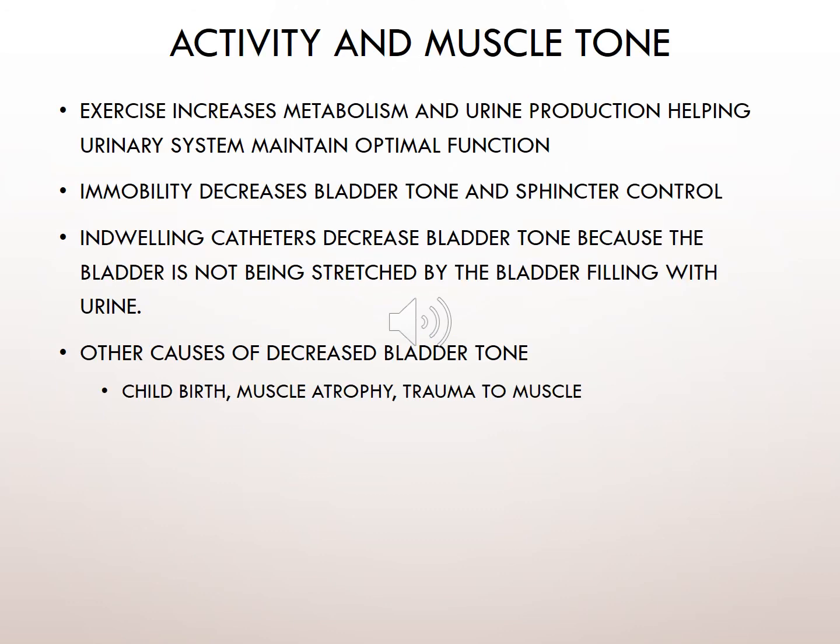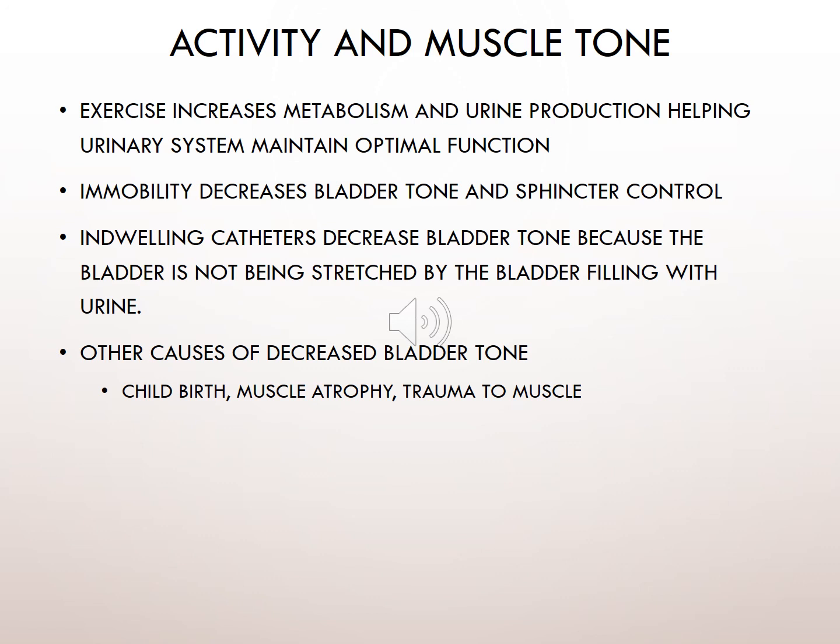As I said earlier, with elderly, they may have a decrease in muscle tone. Activity and muscle tone are important. As we know, exercise increases our metabolism, it will increase our urine production, and it really helps our urinary system maintain its optimal function. So if you have that individual that has some immobility issues, you may see that they start to have a decrease in their bladder tone and their sphincter control.